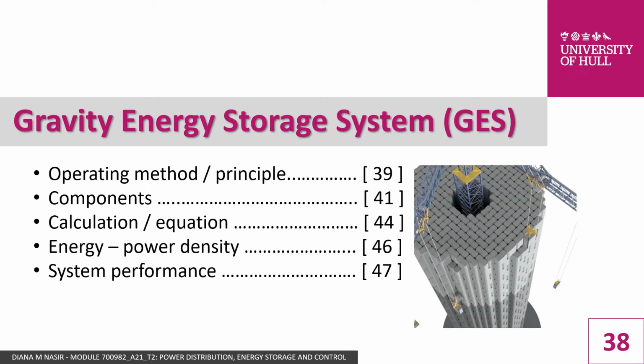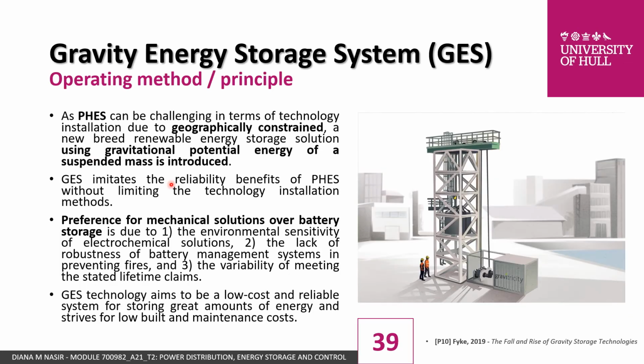Next, we will learn about the gravity energy storage system. As we have learned from the pumped hydro system, which can be a bit challenging to install, as the pumped hydro mechanism is feasible only in certain geographical locations, there is another advanced solution which applies a quite similar gravitational potential energy, but this time it introduces energy storage based on the displacement of a suspended mass from an upper point to a lower point. So the gravitational energy storage system imitates the reliability benefits of pumped hydro, but this time it doesn't limit the technology installation methods.